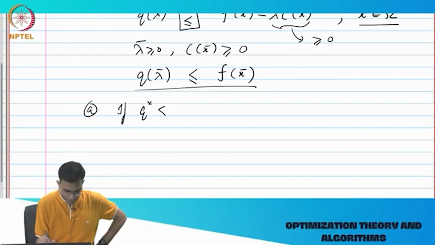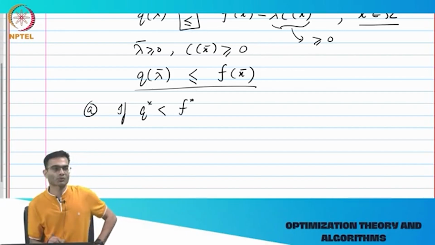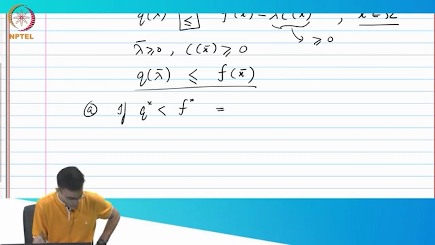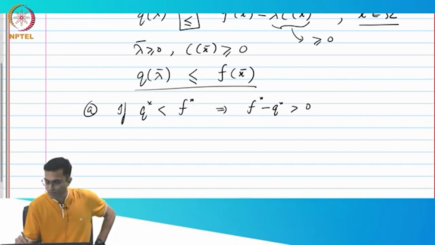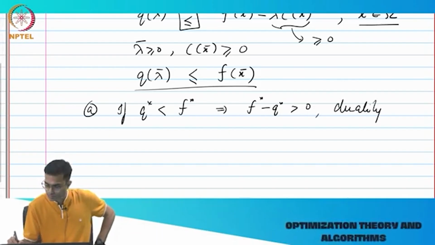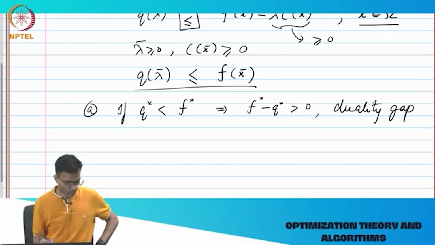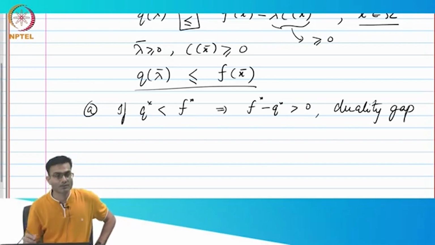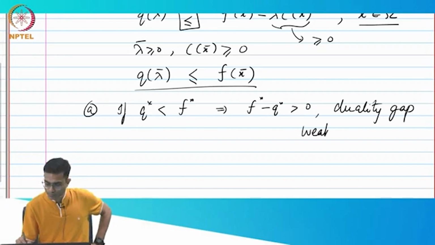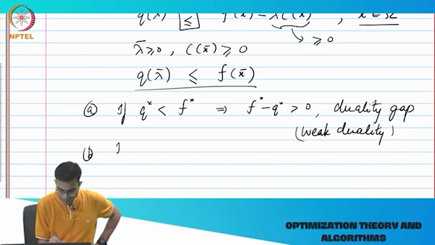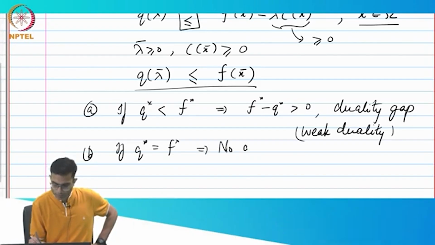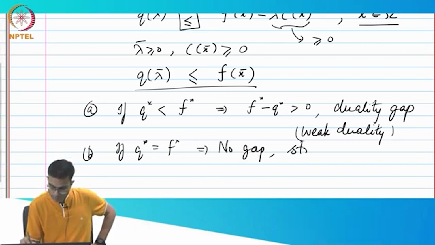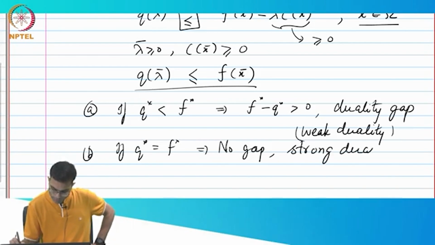If q star is strictly less than f star, q star and f star are the optimum values, right? Then f star minus q star is obviously greater than 0. This is called the duality gap. Okay. When there is a duality gap, this is also called weak duality. And the second case is if q star is equal to f star, no gap, this is strong duality.